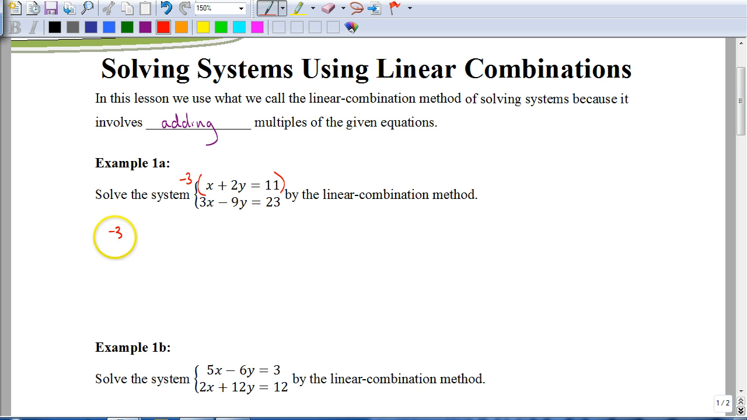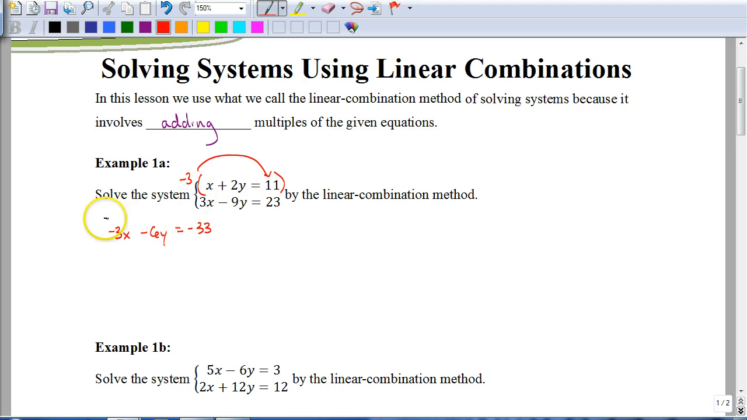So I'm going to multiply this first equation by -3. Doing so gives me -3x minus 6y equals -33. Now make sure that when you multiply everything by -3, you multiply everything. Don't forget to multiply the 11 way down here by that -3. That's one of the common mistakes that I see people make.